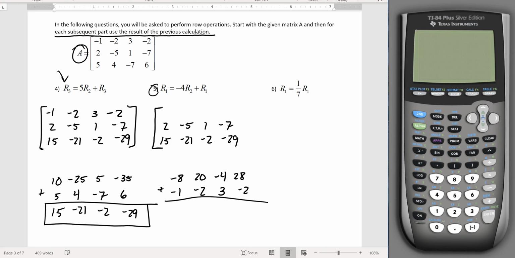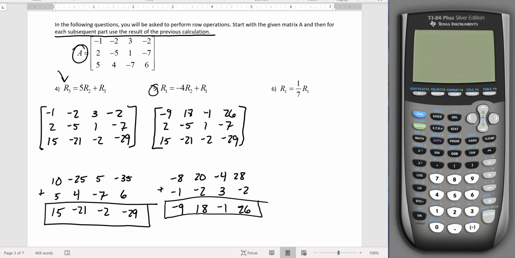Let's add all this together. Negative 8 plus negative 1, what's that going to be? Negative 9. 20 plus negative 2 is 18. Negative 4 plus 3 is negative 1. 28 plus negative 2 is just positive 26. So that row is going to become my new R1: negative 9, 18, negative 1, and 26.